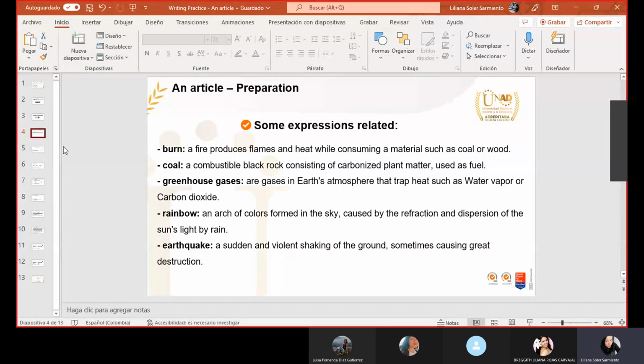Okay, the following expression, Liliana, could you read? Earthquake.